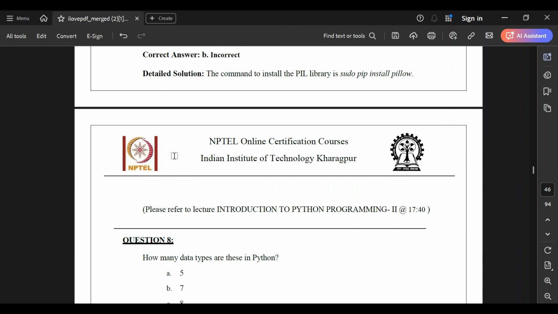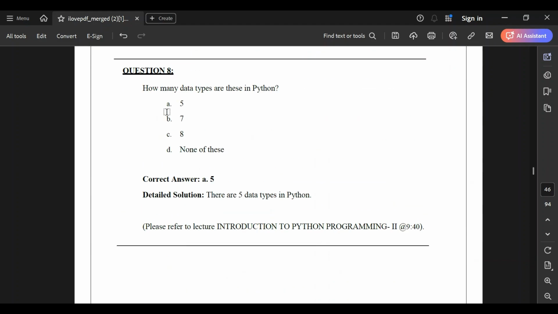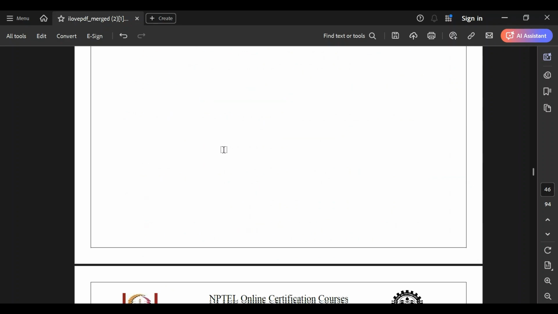So yeah. Moving to the next question, sudo get blinka. State whether the following command is used to install the library, correct or not. So it is not correct. The command is sudo pip install blinka. It's not get, it's install. How many data types are there in Python? You should know it. There are five data types in Python.